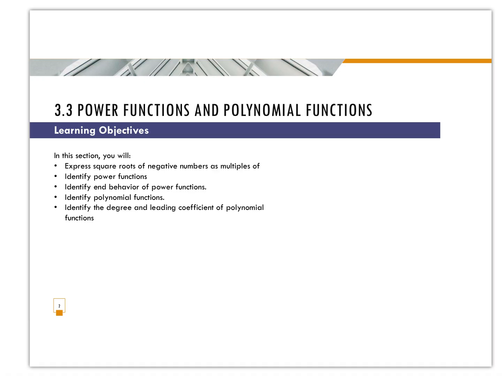So here are our objectives. We are going to express square roots of negative numbers. We've already looked at that, but now we're really going to concentrate on looking for multiples of perfect squares. I think I'm missing a word there, so let me add that. Multiples of perfect squares.